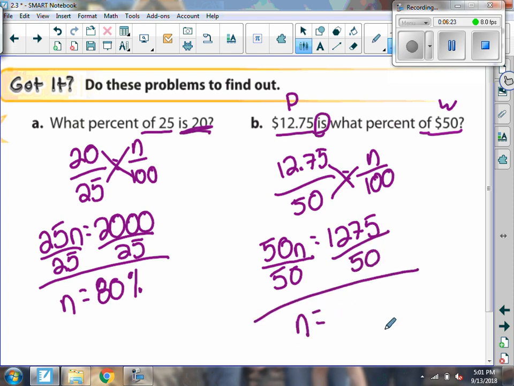My next step is to divide both sides by 50. So n is equal to, so 50 goes into 127 2 times. That's 100, so then I have 275. 50 goes into 275 5 times. And then I'll have 250 left. So that's in 0.5. So n is equal to 25.5%.